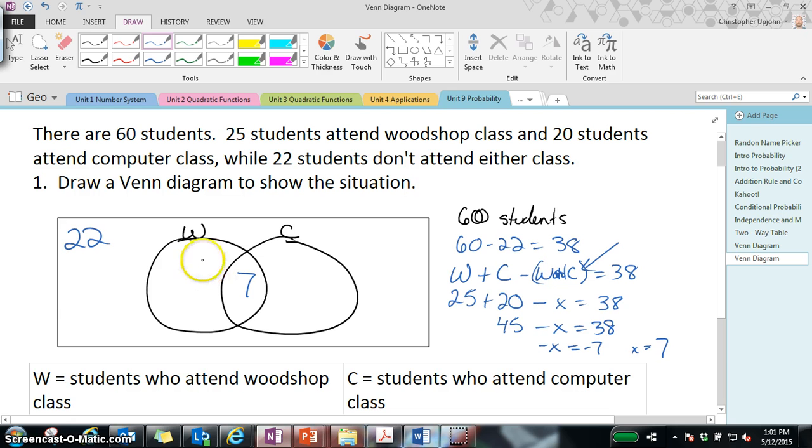Now to get the rest of the woodshop, we know there are 25 total, so 25 minus 7 is 18. And we know there are 20 in the computer class, minus the 7 that's in both, so we have 13. And we can add all four of those numbers up to make sure they're equal to 60. 22 plus 18 is 40, plus 7 is 47, plus 13 is 60.